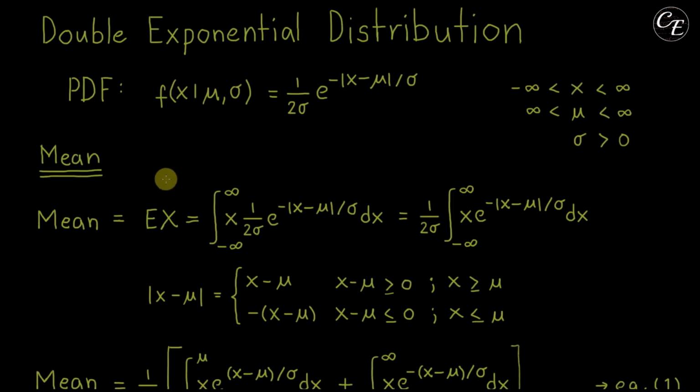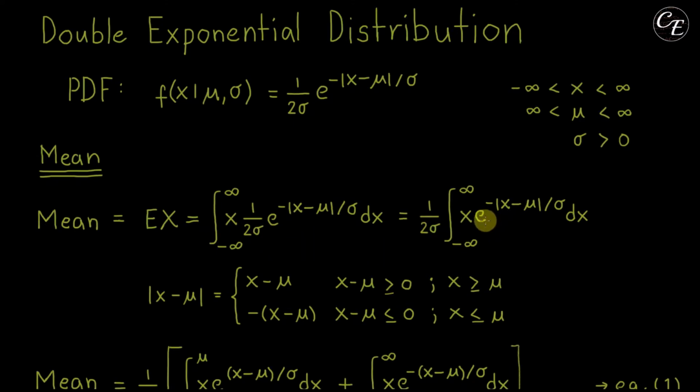Now let us start with our derivation of the mean. Mean is equal to the expectation of x. Since this is a continuous probability distribution, it is equal to the integral of x times the probability density function, which is this one here, then dx. This x is from negative infinity to positive infinity, so we have here negative infinity to positive infinity. Then let us move this constant outside of this integral, so we have this one from here.